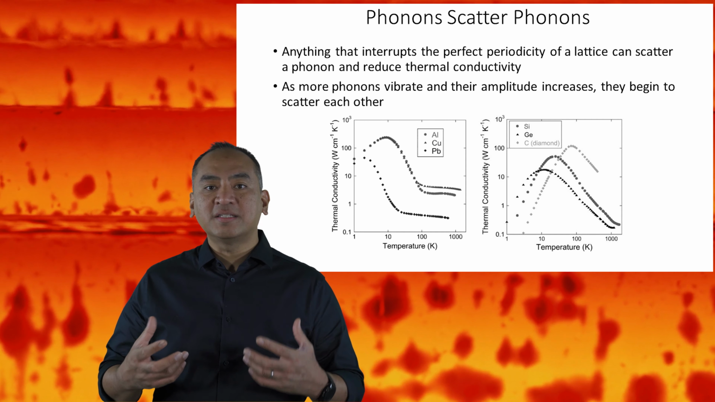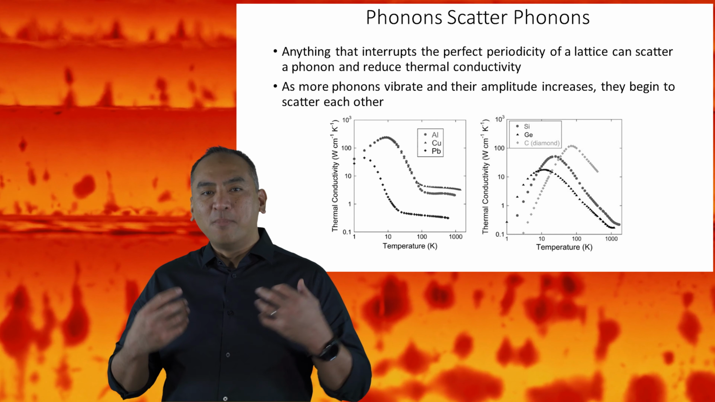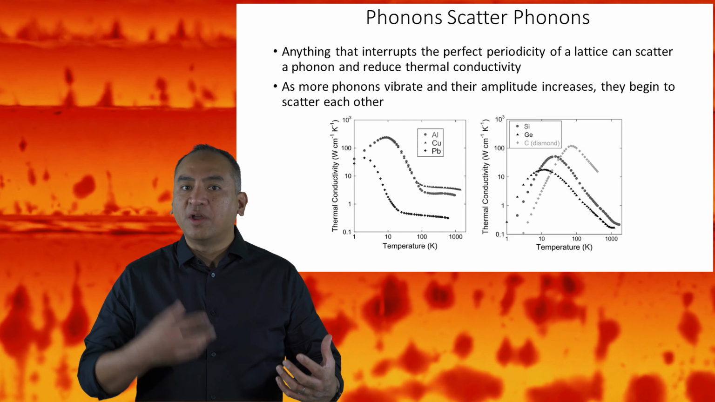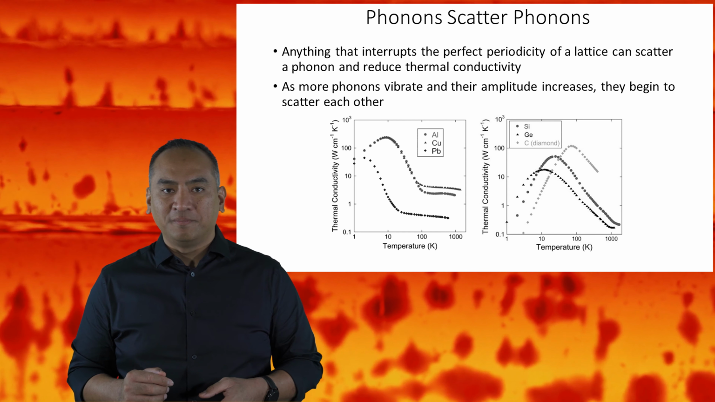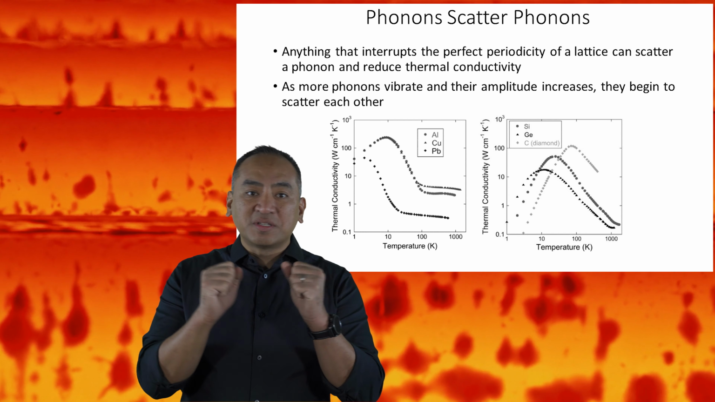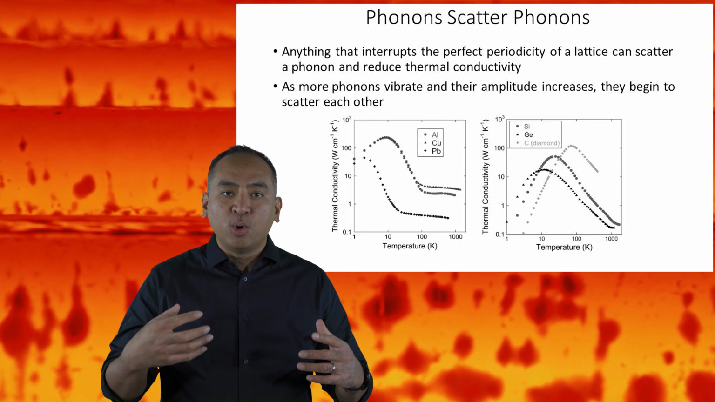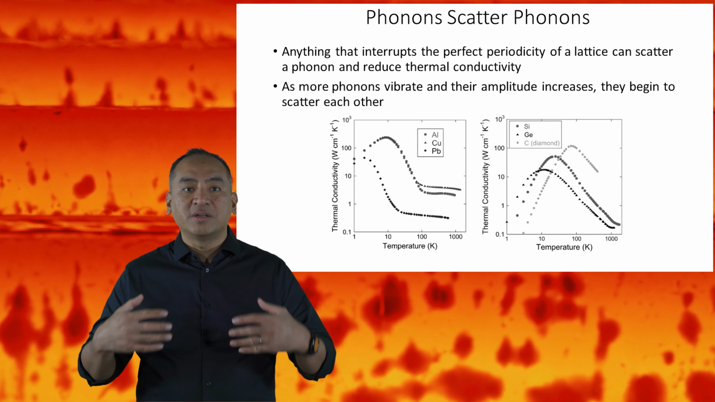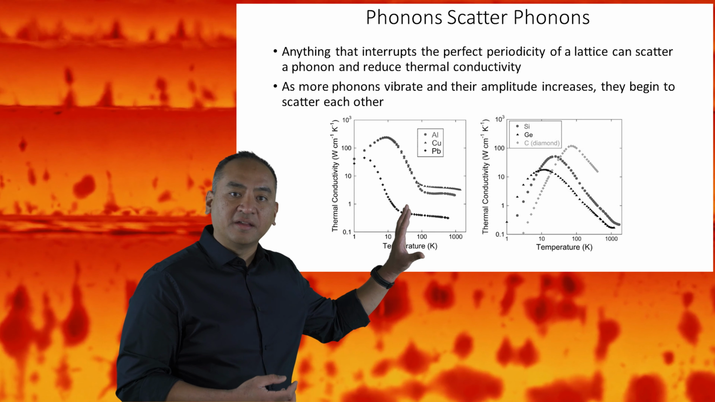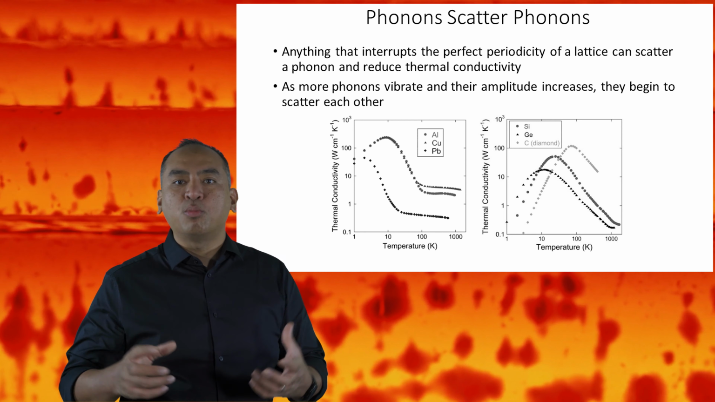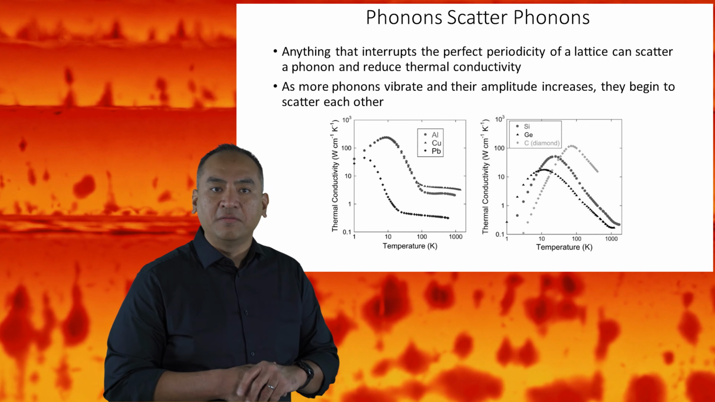Lastly, phonons themselves can scatter other phonons. The more a material vibrates, the harder it is to transmit a lattice vibration through that material. As more phonons are produced in a material and their amplitude increases, the scattering of phonons by other phonons also increases. If we take a look at this data, you can see that the peak thermal conductivities of aluminum and copper are achieved at about 10 Kelvin.